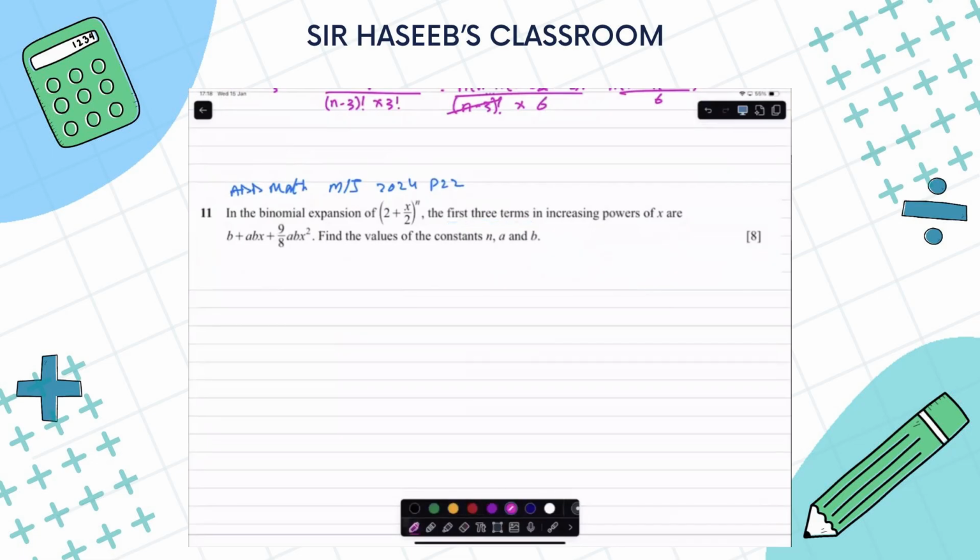Last question of your exam. Binomial expansion of (2 + x/2) to the power n. The first three terms in increasing powers of x are given. Find the values of the constants n, a, and b. So the first term is simply 2 to the power n, which equals b. Got it?